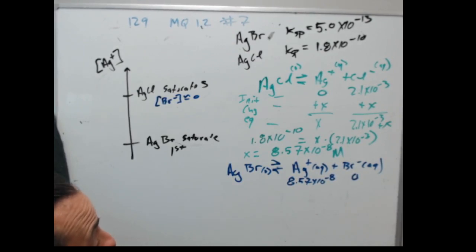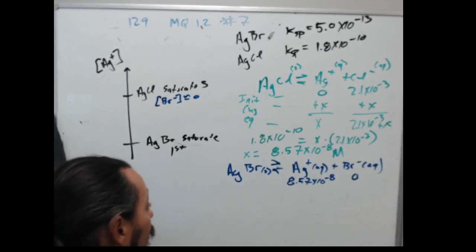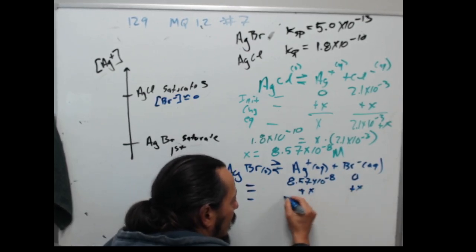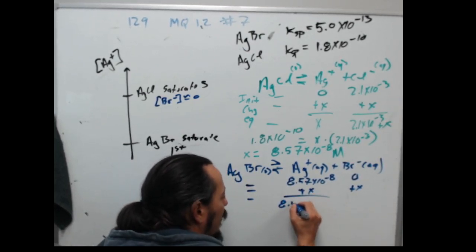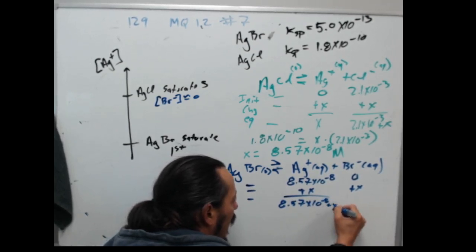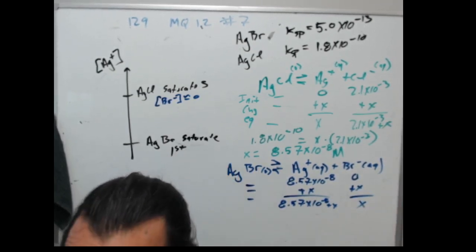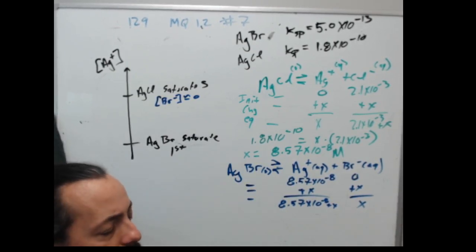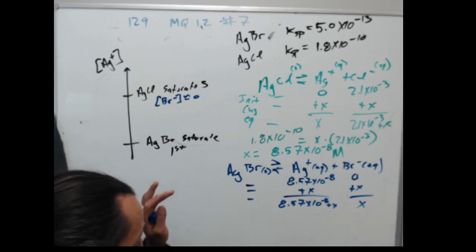Minus 8 minus 13. This is about as much as I think I want to handle. We'll see what happens. Plus x, 8.57 times 10 to the minus 8 plus x and x. This problem says to assume x is small, so we're going to use x is small.